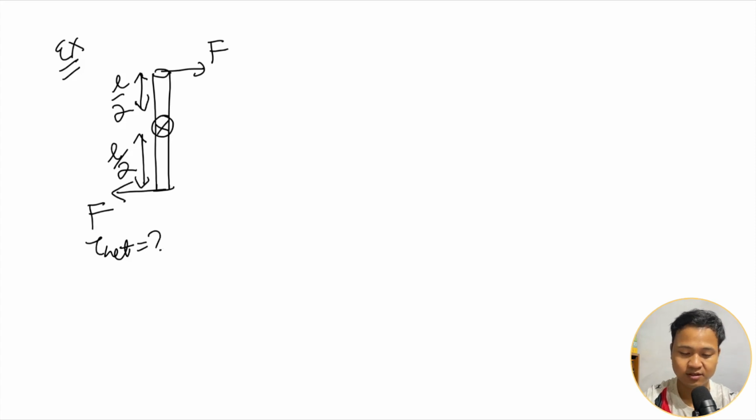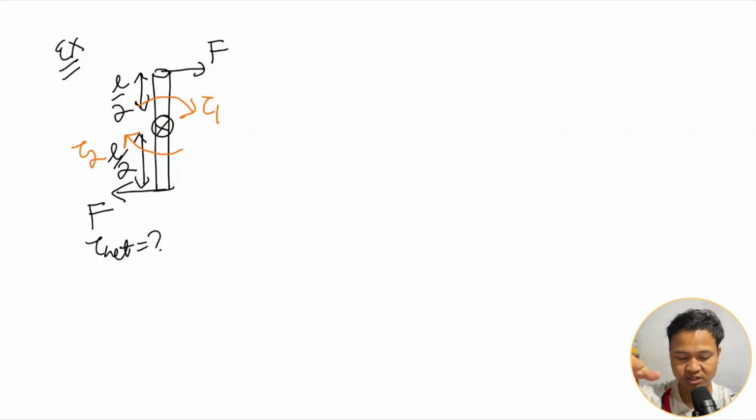The forces are already perpendicular, so we don't have to take any component. Okay, so the upper force is trying to rotate the rod in the clockwise direction. So let's say there is a torque 1 due to the upper force. The lower force is also trying to rotate the rod clockwise, so this is torque 2. Okay, clockwise torque.